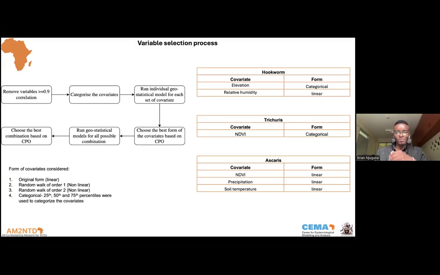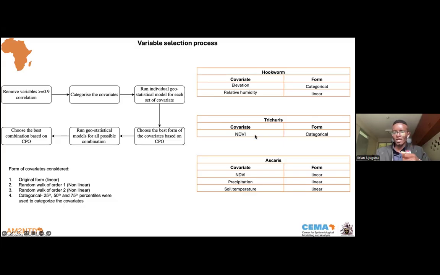So after doing that, we are able to get the model that had the highest predicted value, and we extract the covariates that were in that model. So for Hookworm, we had elevation and relative humidity, and the best functional form that was chosen was categorical for elevation, and relative humidity was the original form.